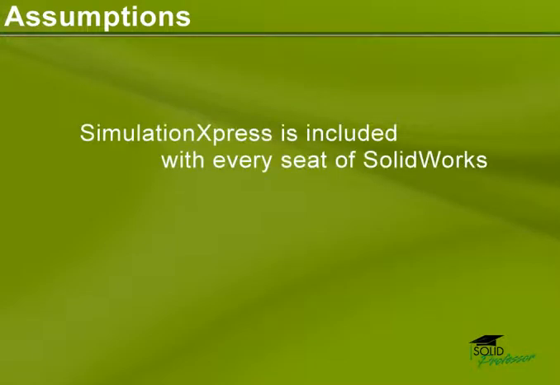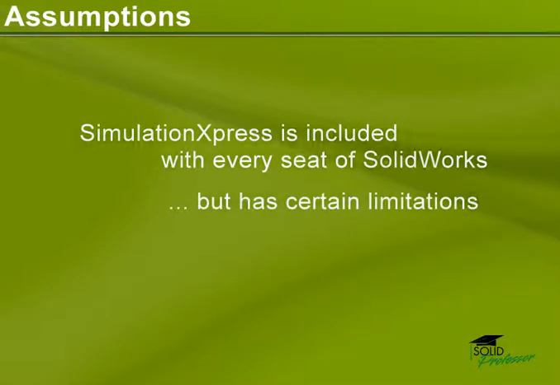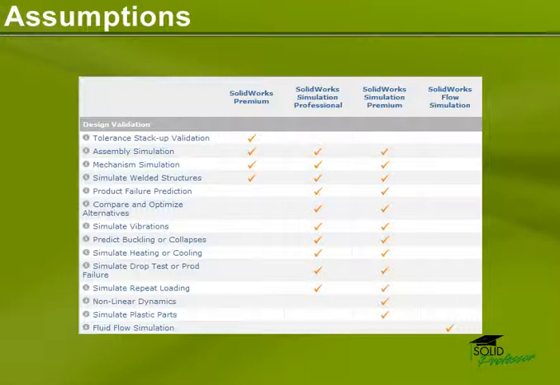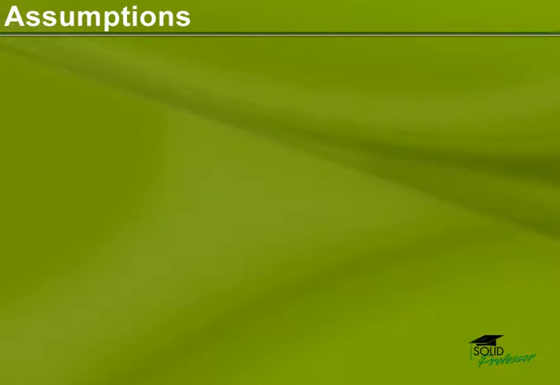Simulation Xpress is included for free with every seat of SolidWorks, but you should know that there are certain limitations to Xpress. Limitations you won't run into with the full licenses of SolidWorks Simulation, Simulation Professional, and Simulation Premium. Simulation Xpress can be used to perform what is called a linear static study on a part in SolidWorks. One limitation of Xpress is that it can be used on SolidWorks parts, but not assemblies.